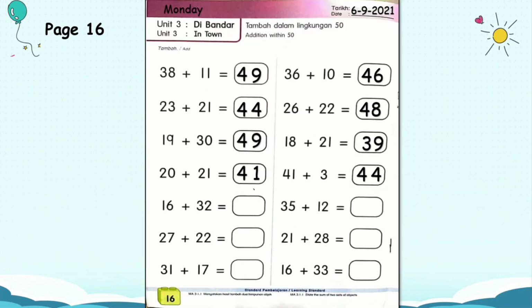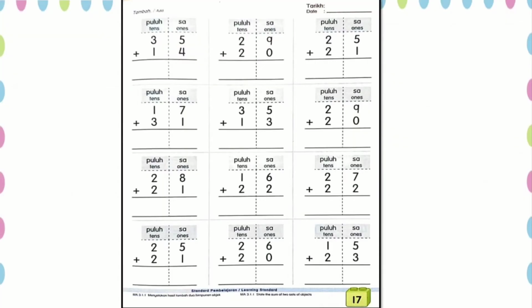Very good. Can you see that, students? Teacher has helped you to answer 8 equations. Now there are 6 more equations. Can you do that for yourself? You can see there are 3 sets of questions, so the total will be 6 equations. Can you do that by yourself, students? Very good. Now let's move on to page 17.